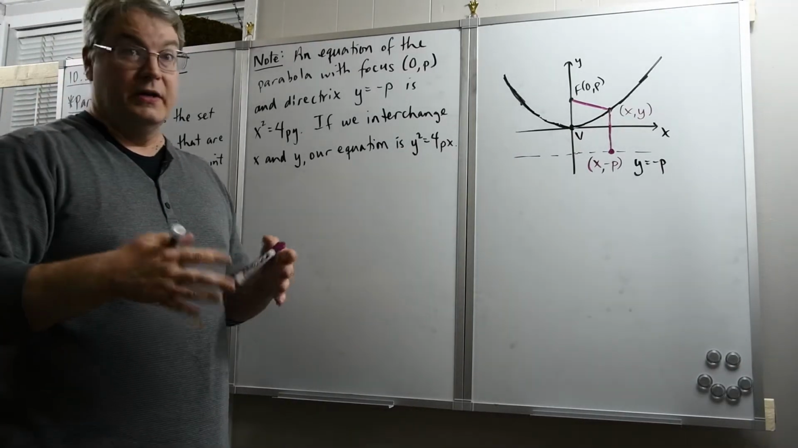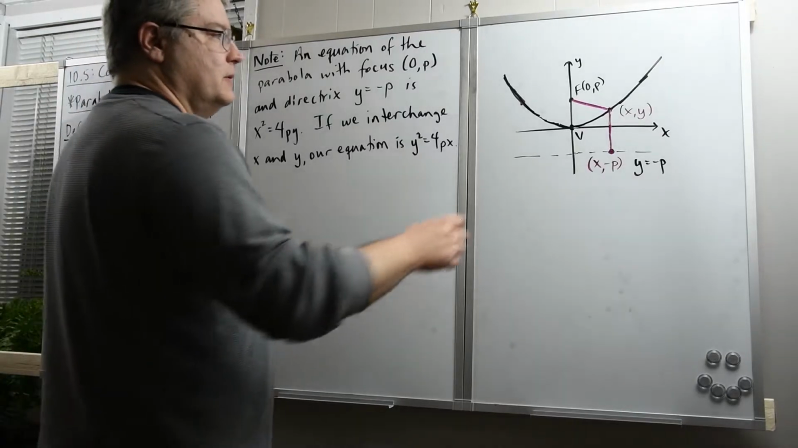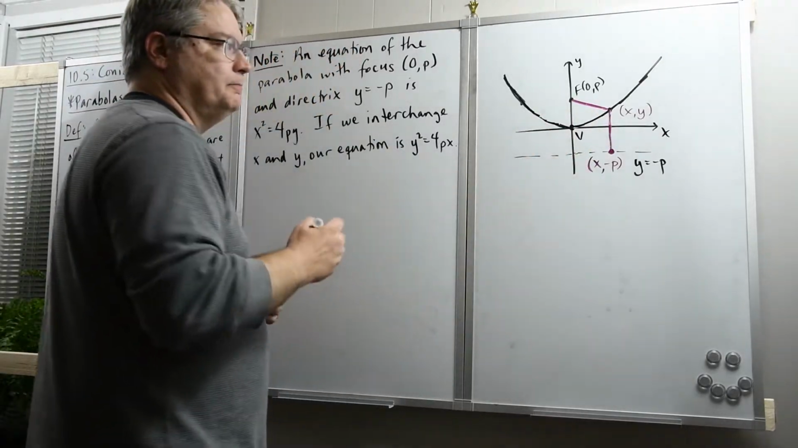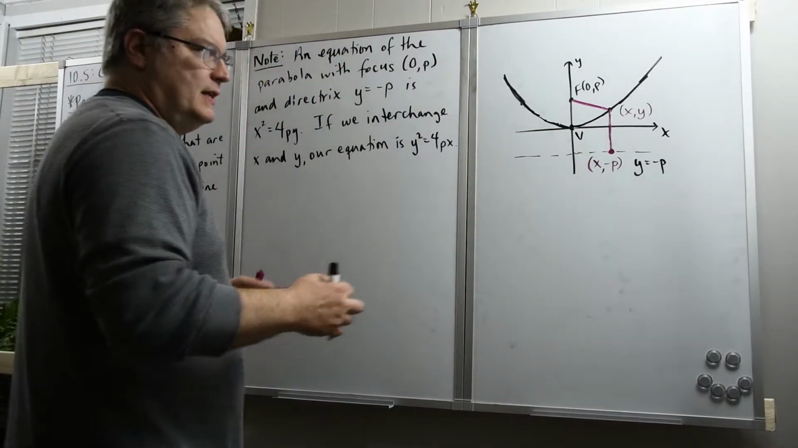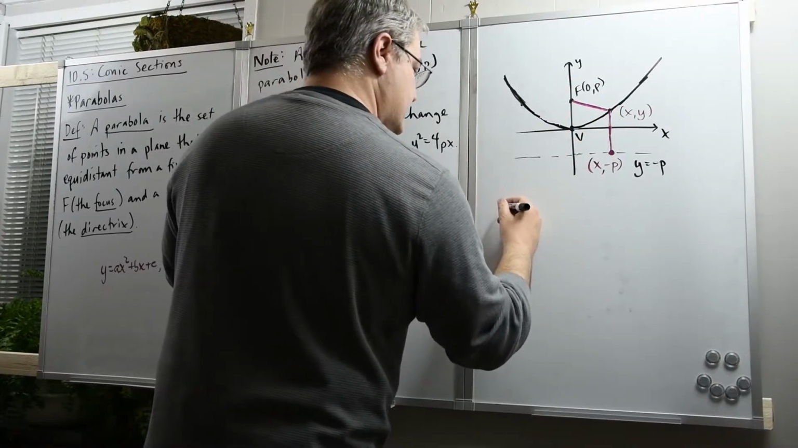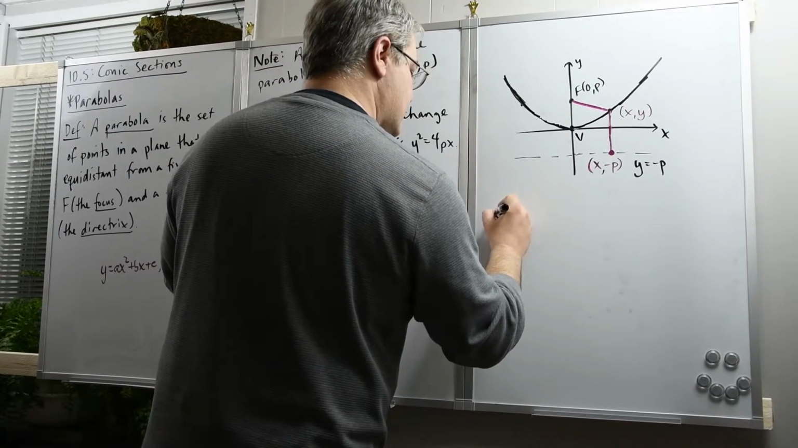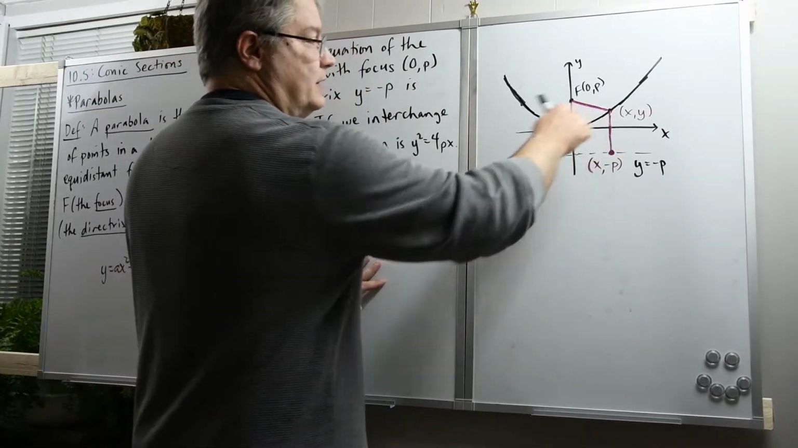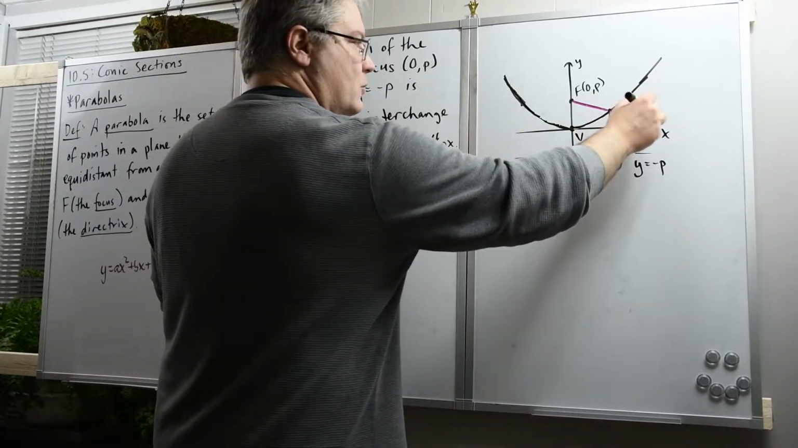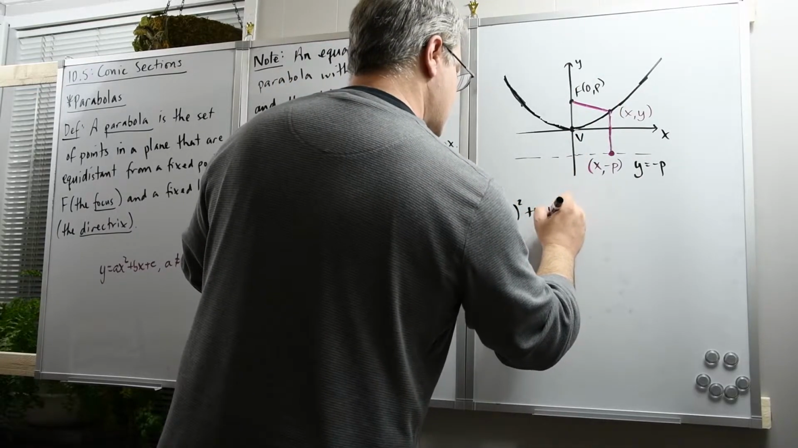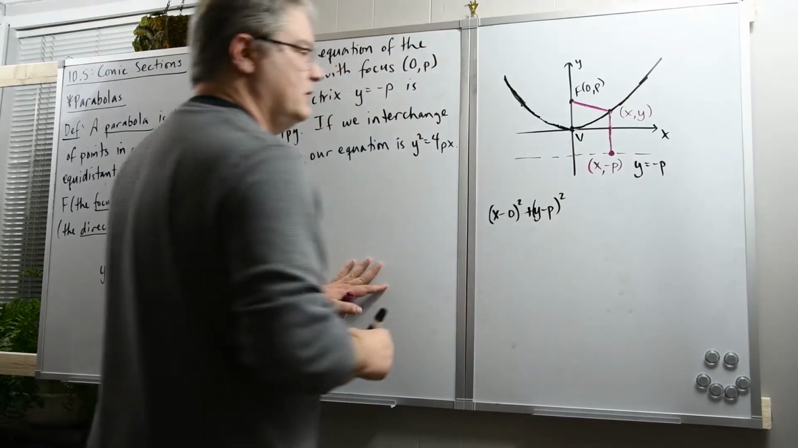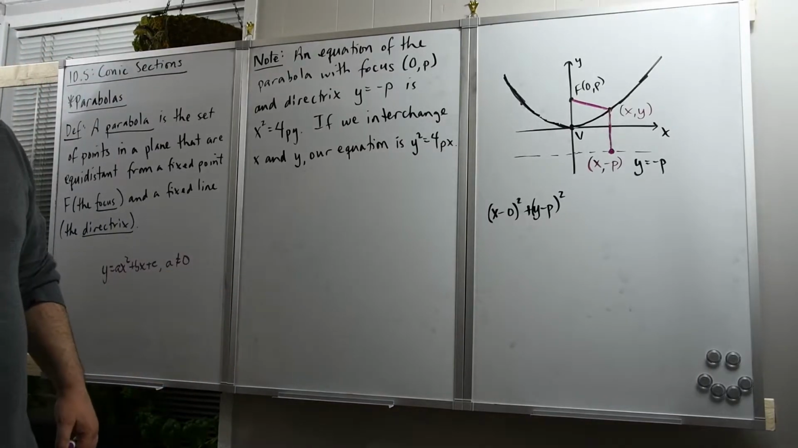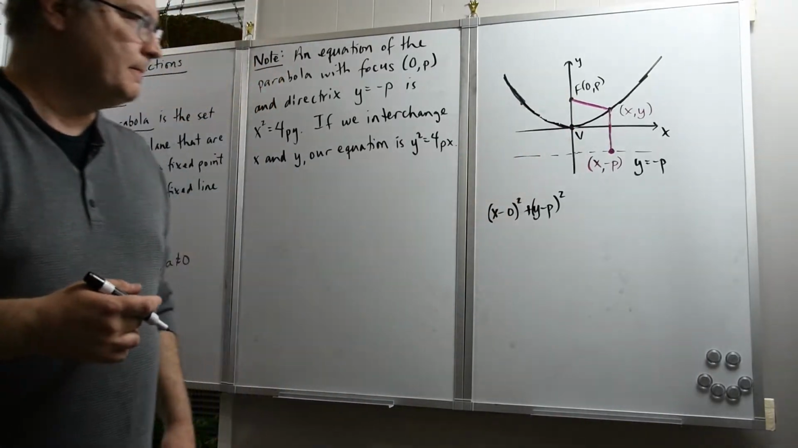So you might ask, what is the square of the distance between the focus and this point here? We're going to take the difference in the x-coordinates, so that'll be x minus 0. We'll square that. We'll add the difference in the y-coordinates squared, so y minus p, and that'll be squared. And that's the square of the distance between these 2 points.